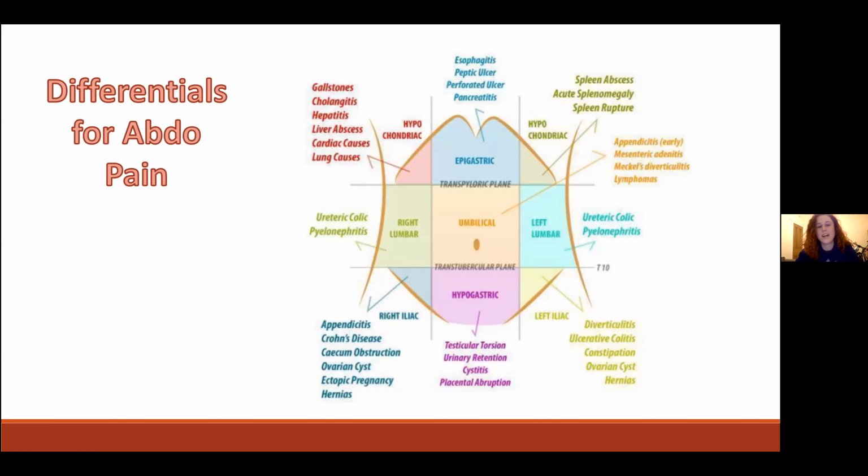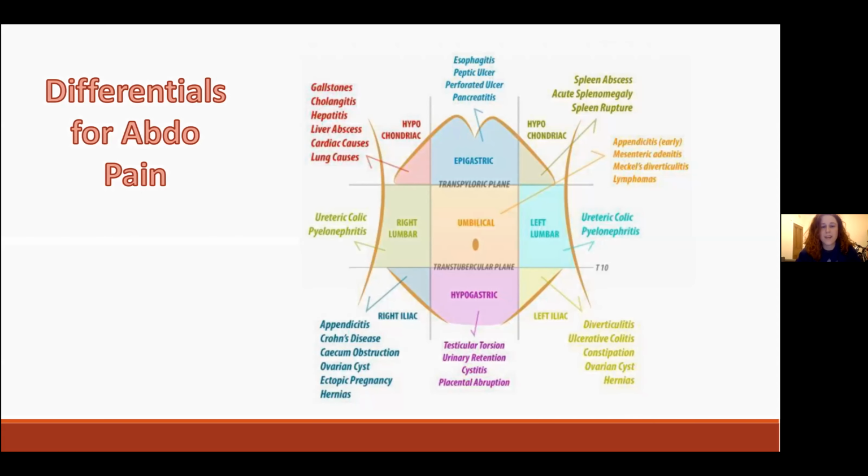Okay, so that's just an overview of some of the conditions we might be covering today. I'm only going to go into detail of a few of the main ones, focusing on the ones that are common in exams and the ones that are particularly emergencies as well. Okay, so let's get started with a case.